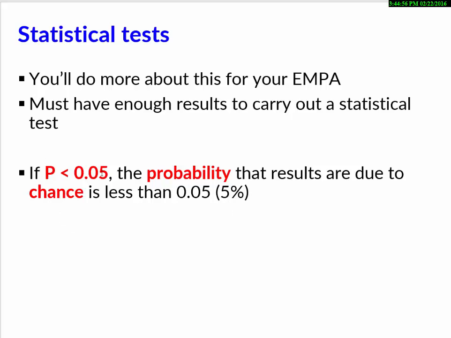If the probability is greater than that, then it's too high, because they could be due to chance, so the results are invalid and we just ignore them. You get asked this a lot, and you just need to remember exactly this. So if P is less than 0.05, the probability that results are due to chance is less than 0.05.